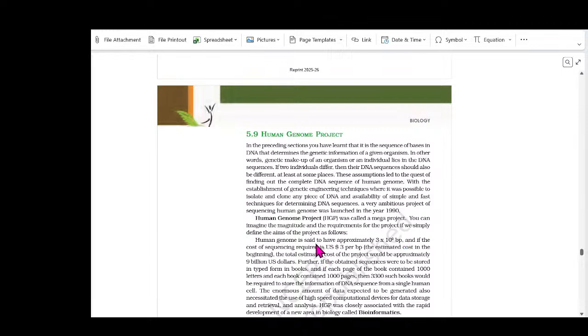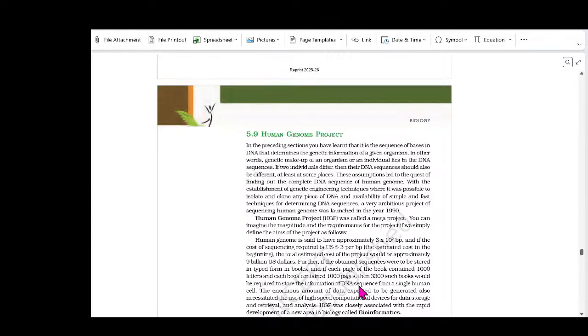The human genome is said to have approximately 3 × 10^9 base pairs, and if the cost of sequencing required is $3 per base pair, the total estimated cost of the project would be approximately 9 billion US dollars. Further, if the obtained sequences were to be stored in typed form in books, and if each page of the book contained 1000 letters and each book contained 1000 pages, then 3300 such books would be required to store the information of the DNA sequence from a single human cell.